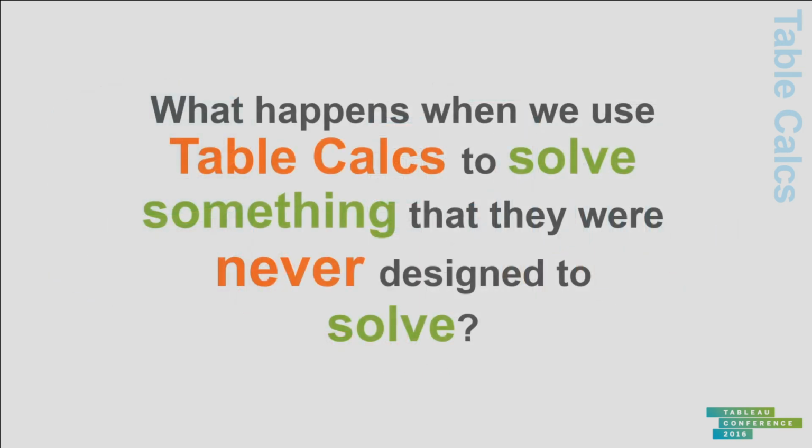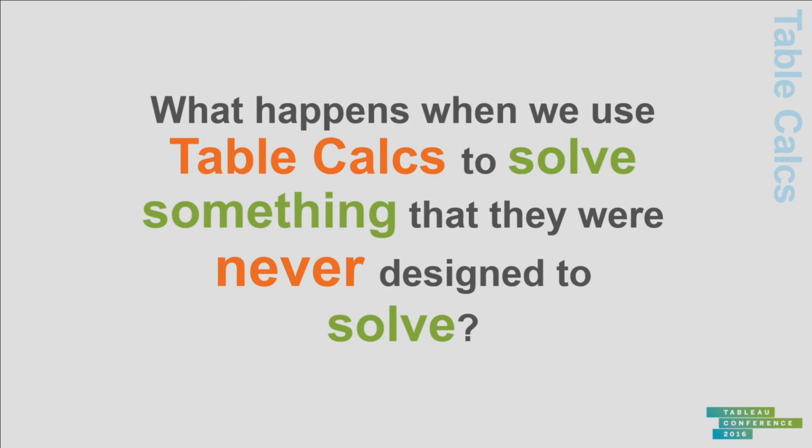So when we use them to solve something that they were never designed to solve. A lot of you that were here before 9.0 can probably relate to this sentiment of using table calculations and other calculations to get past the fact that we couldn't do level of detail expressions at the time. So there are a lot of workaround ways to get to the right answer, but not using table calculations in the quick, dynamic way that they were always designed to be used.